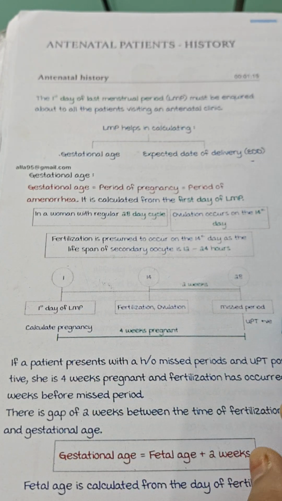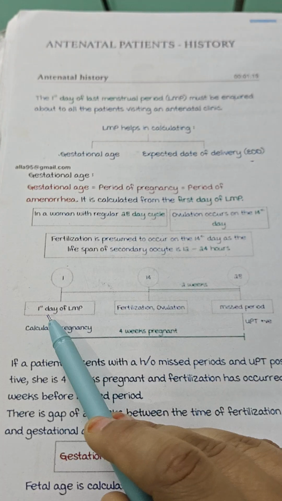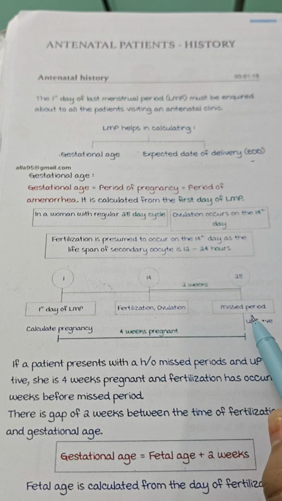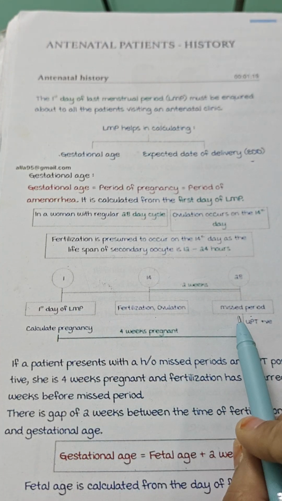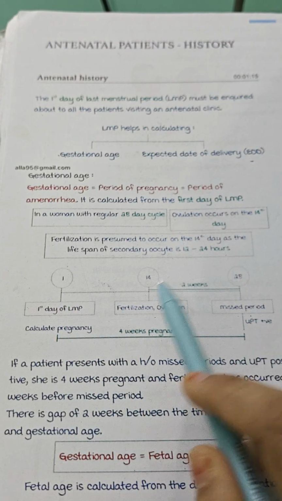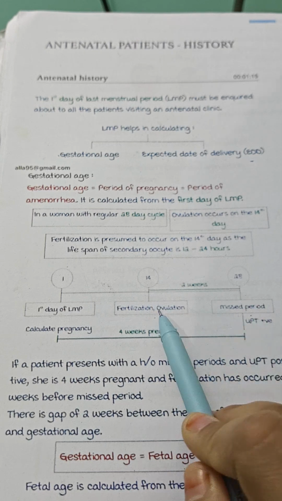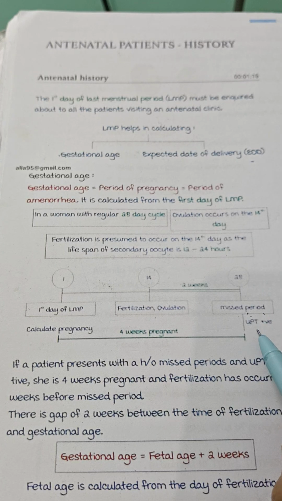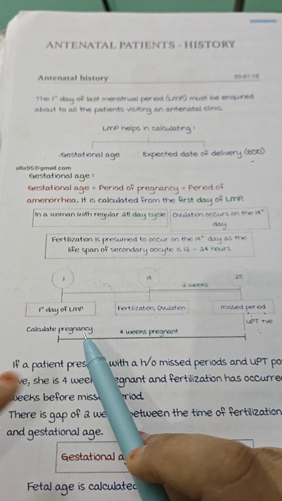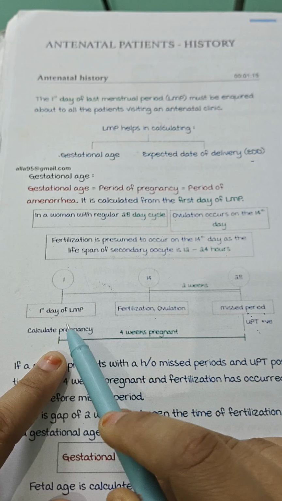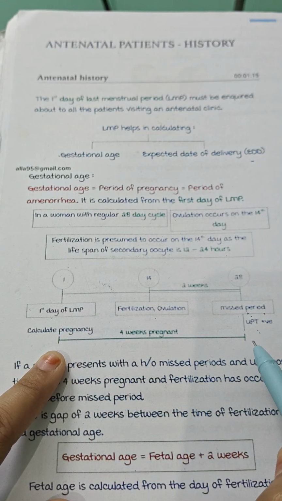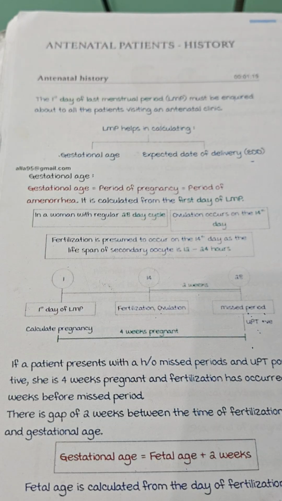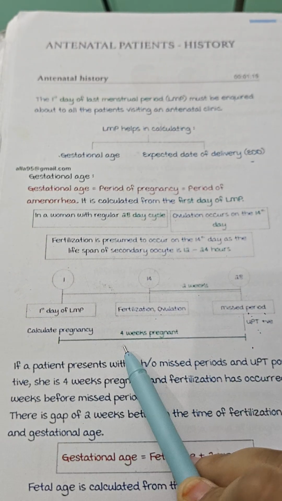So, this line diagram depicts the first day of LMP, the day of fertilization or ovulation, and the day of the missed period. That is, in a 28-day cycle, this is the missed period, and the span is 2 weeks from fertilization till the missed period. And if the period is missed, and when you check the UPT it is positive, then according to gestational age, calculating from the day of LMP, the patient is 4 weeks pregnant, and from the day of fertilization, she is 2 weeks pregnant. So this is the fetal age and this is the gestational age.